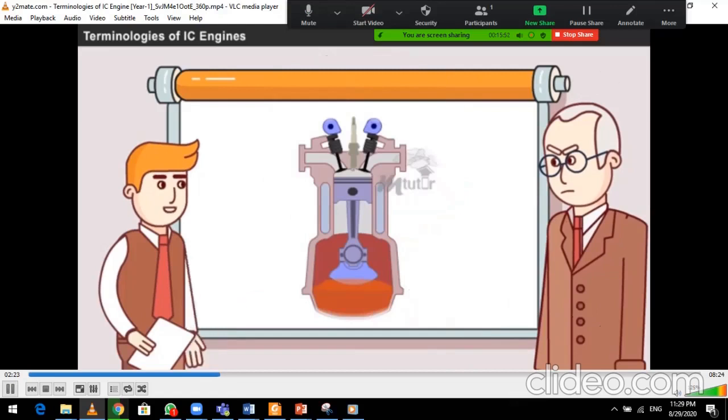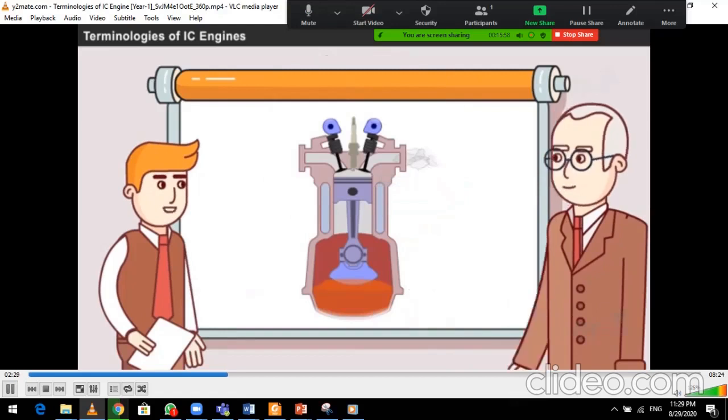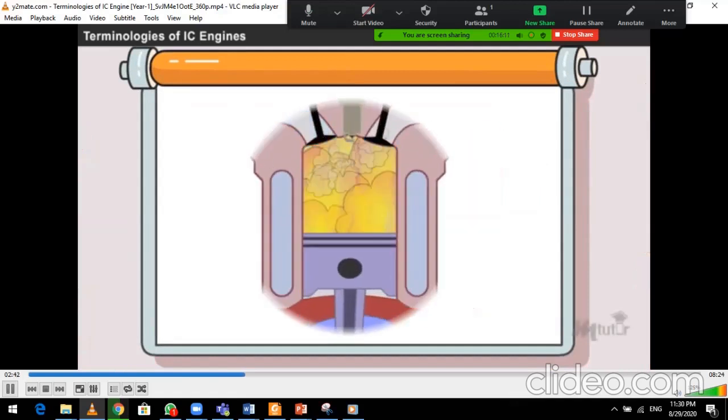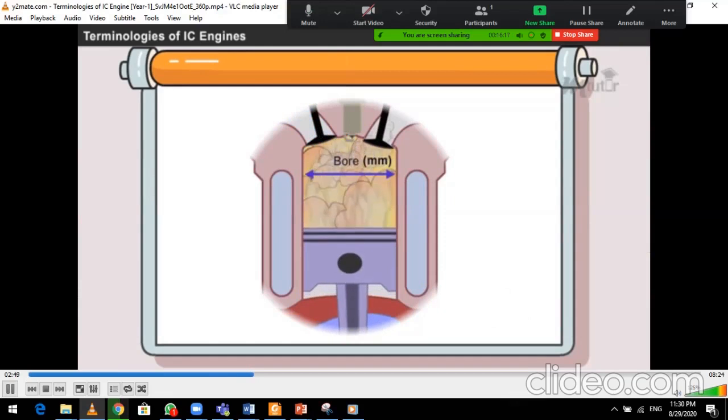Oh, okay, sir. I did not realize that terminologies were that important. Will you please teach me, sir? Yes, no problem. I will explain to you the terminologies of the IC engine. Thank you, sir. This is the engine block, which provides the foundation for all the engine's components. The inside diameter of the cylinder is called bore. It is measured in millimeters.